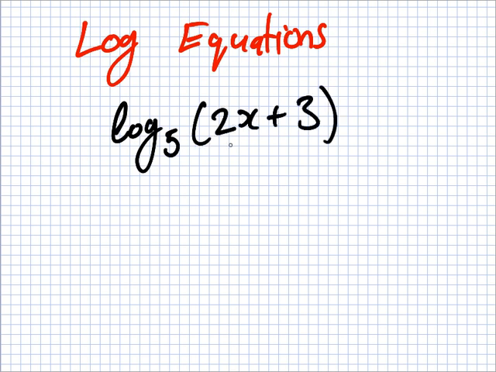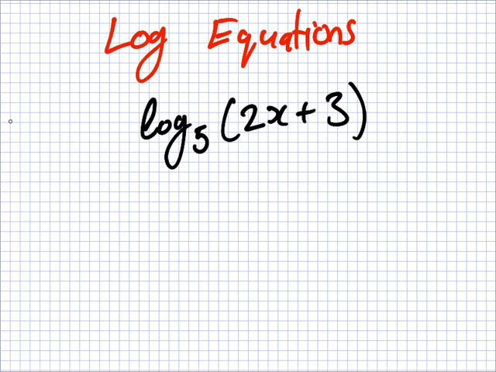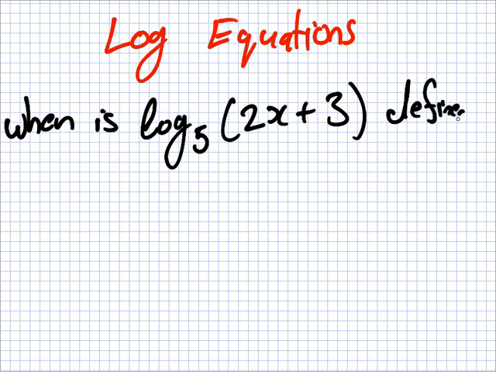The question might be something like, when is this log defined? So what they mean by that is, what are the values of x that you can legitimately use? Like, what values of x are allowed? Okay. So we all should remember that we cannot take the log of a negative number. So this requires that 2x plus 3 needs to be positive.